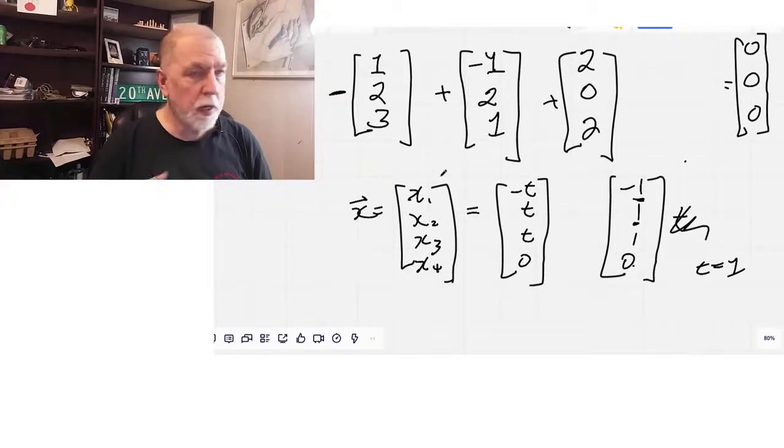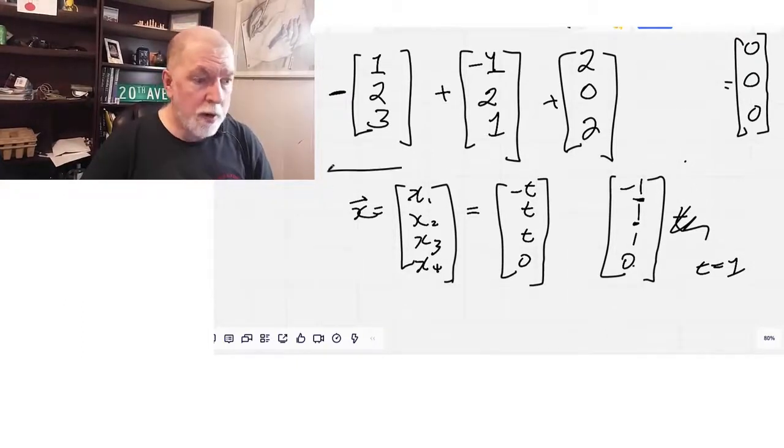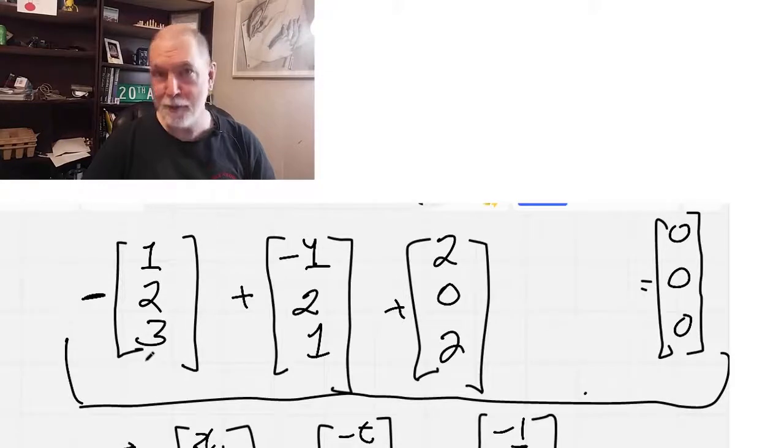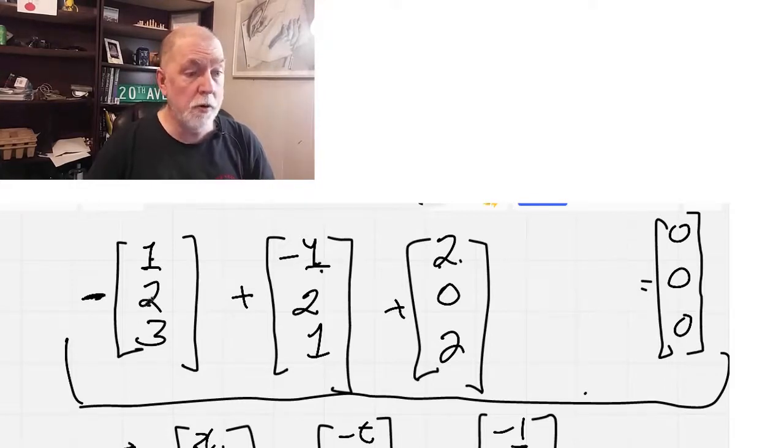So let's take a really close look now at what we've ended up with here. We're summing up these column matrices. Minus 1 is minus 2, plus 2 is 0. Minus 2 plus 2 is 0, plus 0 is 0. And minus 3 plus 1 is negative 2, plus 2 is 0.